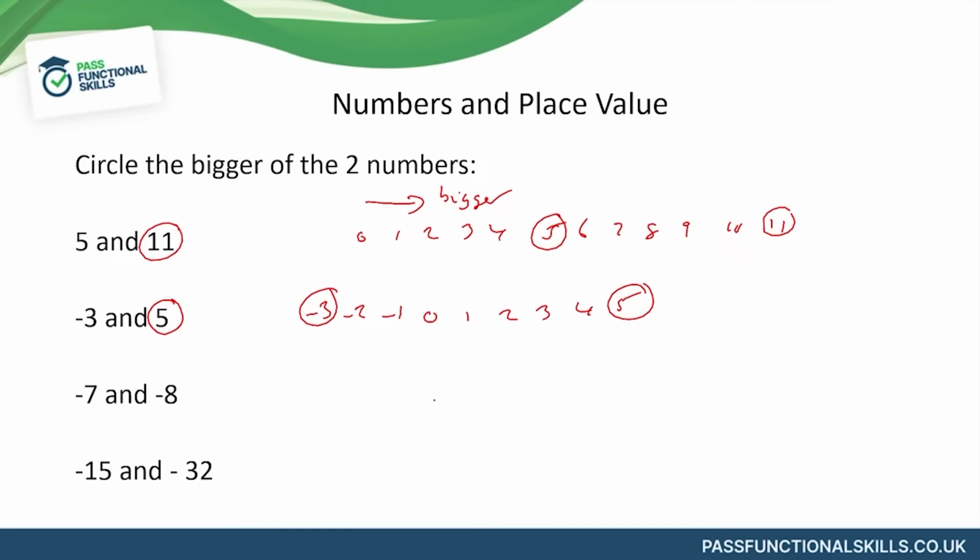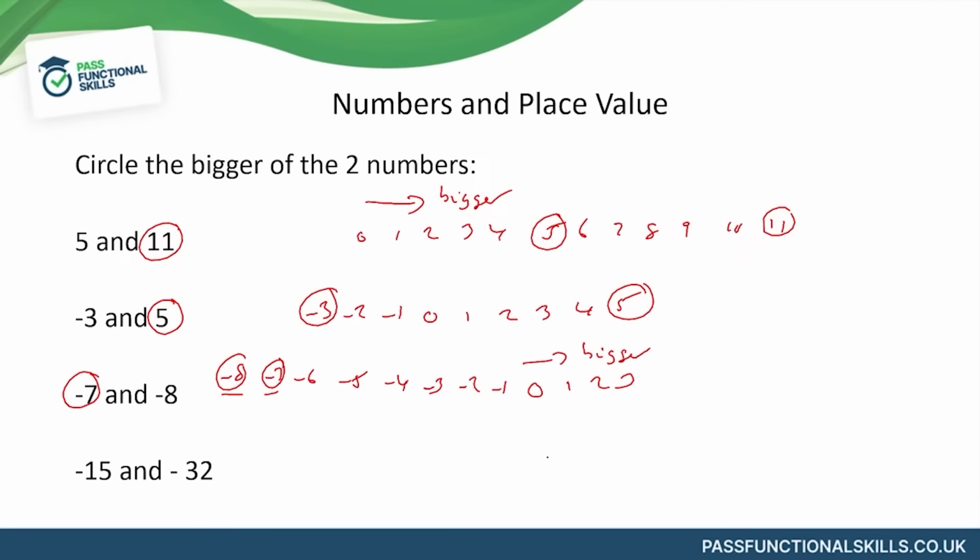Now, -7 and -8, this is one where you might want to do a number line. So 0, -1, -2, -3, -4, -5, -6, -7, -8. Okay, so we know that as we go to the right, we're getting bigger. So we've got these two numbers. Which one is more to the right? Well, it's the -7.